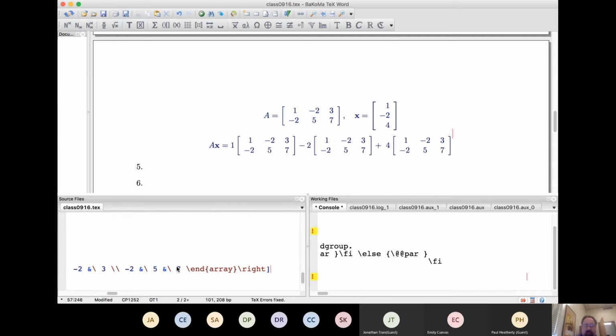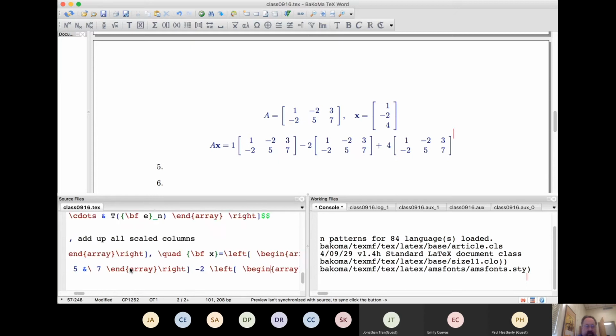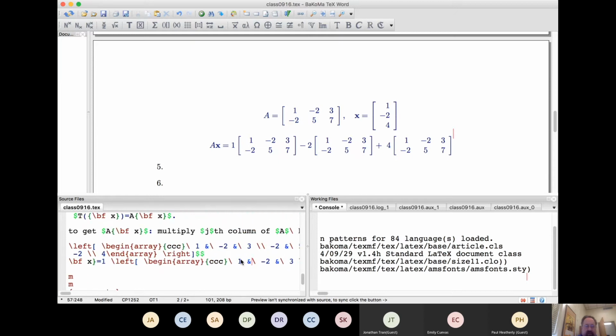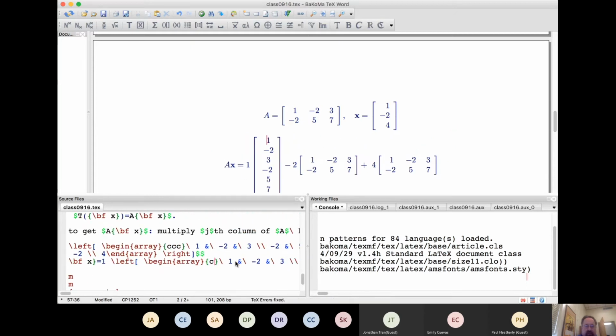Hold on, I have a lot of editing to do here. I really want to take just one column in each of these cases.